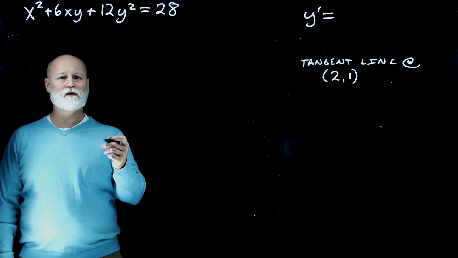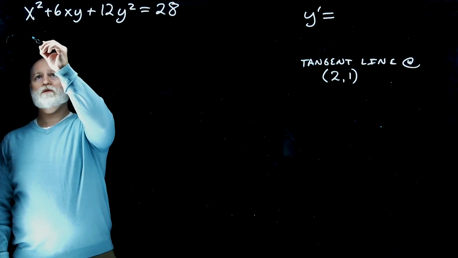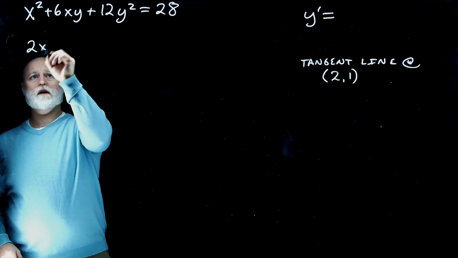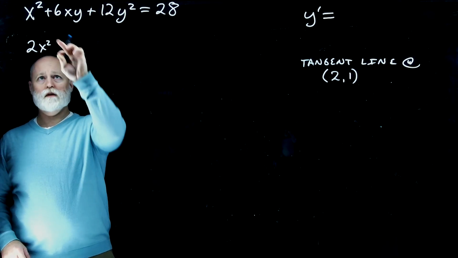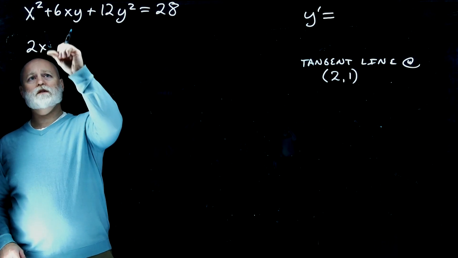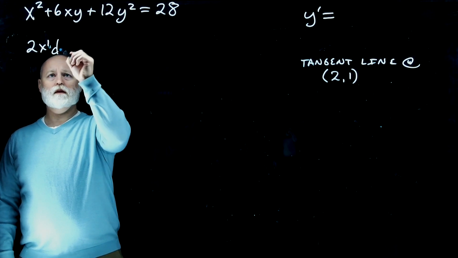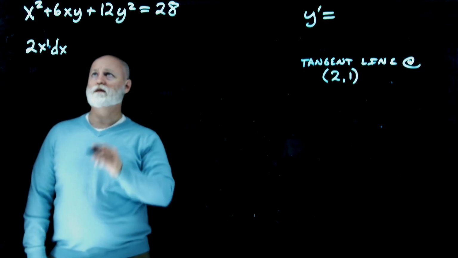There are different ways you can do this part of it, but the easiest way, for me at least, is to do it as follows. So I have 2x squared. The derivative of that is going to be 2x to the first power dx. I've got to keep track of the change in x.